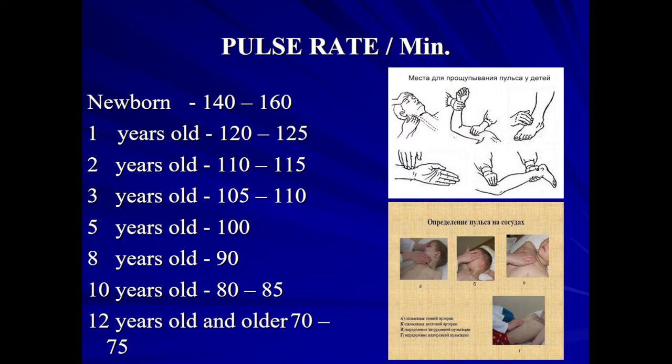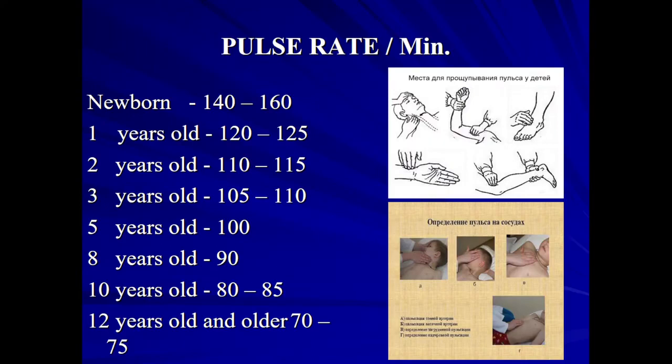Newborn pulse rate is on average between 140 to 160 per minute. During the first year, from 120 to 125 per minute. In the second year, only 110 to 115. At 3 years old, 105 to 110 pulse rate per minute.